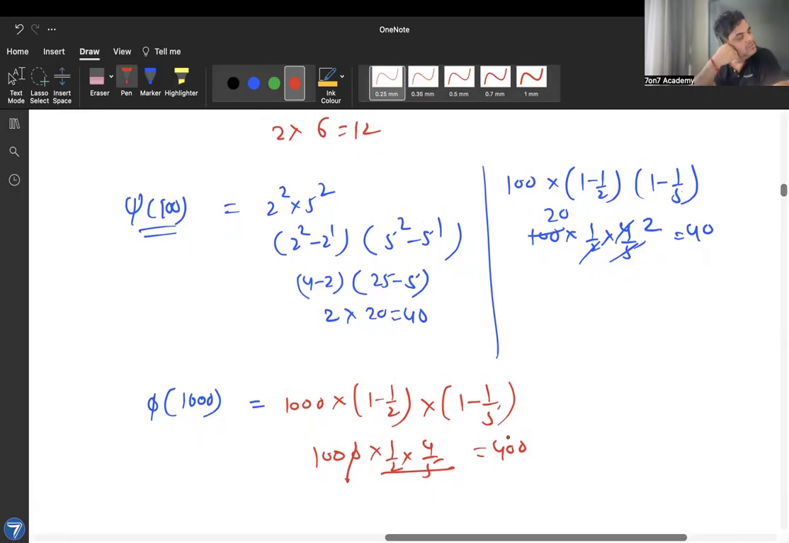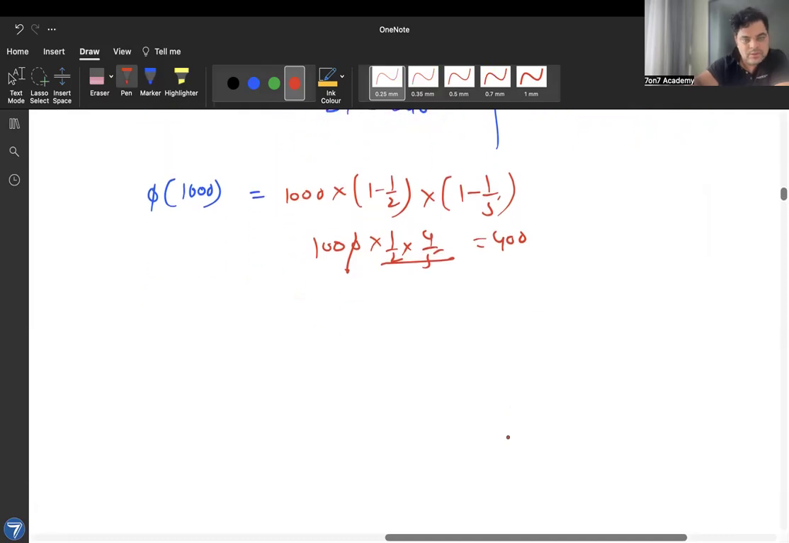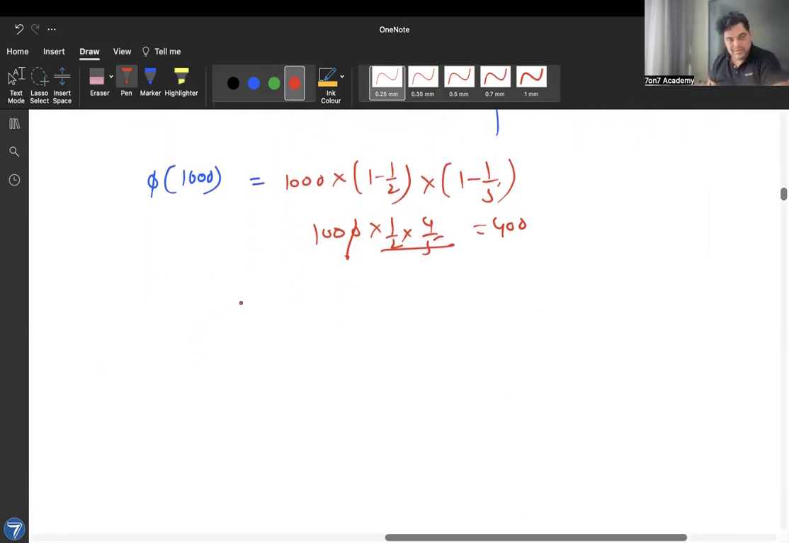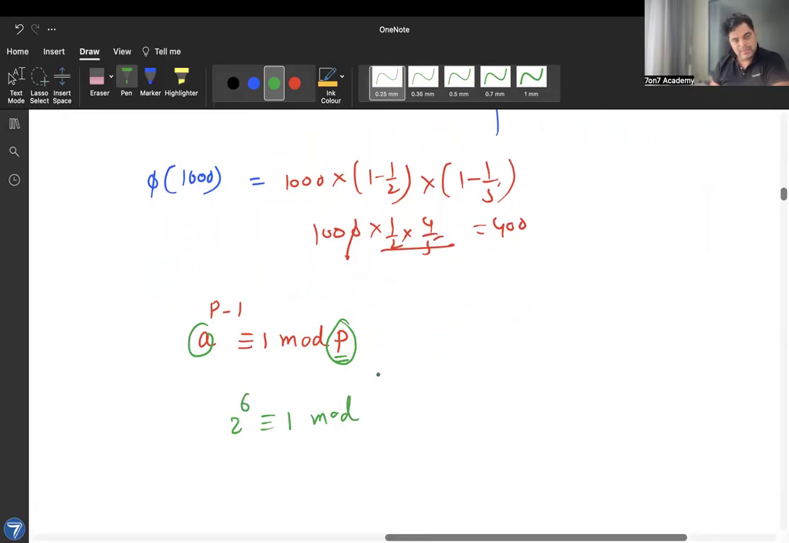Okay. Saisa, you understood now how to evaluate this? Yes, sir. Acha, let us take one example. What is the use? I'll tell you. See, if you have a raised to p minus 1, that would give you remainder one if you divide by p, where this p is prime, and a and p are co-prime. So what I'm trying to say is, if I take 2 raised to 6, it will give remainder one if I divide by 7.